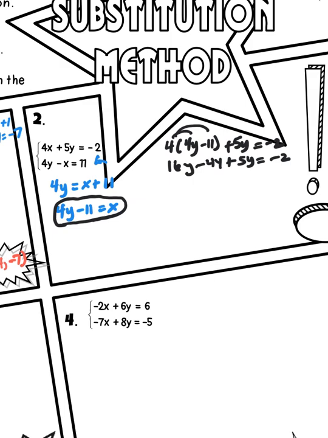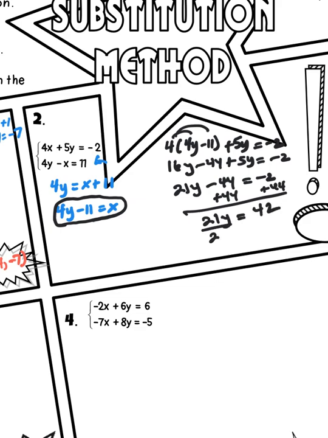16y plus 5y gives you 21y, and I have negative 44 equals negative 2. I'm going to add 44 to both sides, and I get 21y equals 42. Divided by 21, and we have y equals 2.